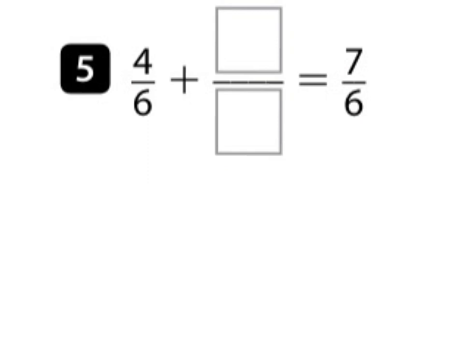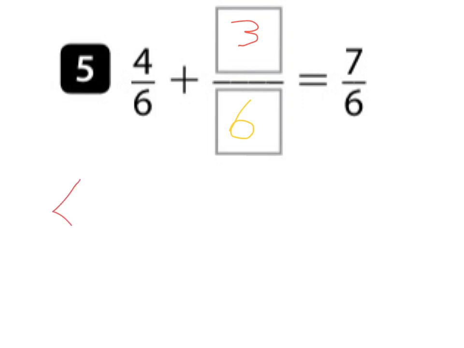Alright, back to work, guys. We have 4/6 plus blank equals 7/6. Remember, our denominators always stay the same, so our denominator here will be 6. Would you like red now, Dad? Okay, we will now switch to red. Alright, so we have to figure out our numerator. So 4 plus what will equal 7? 4 plus 3 will equal 7.